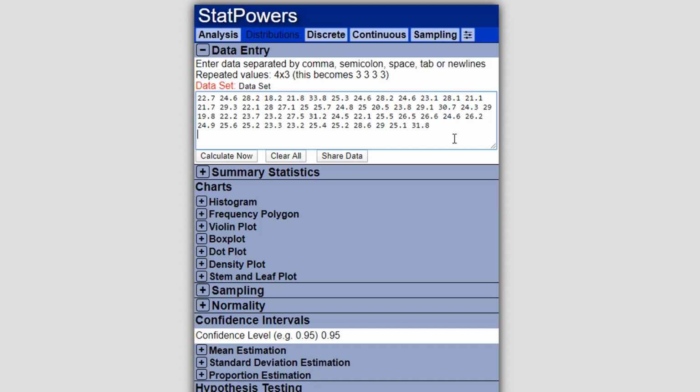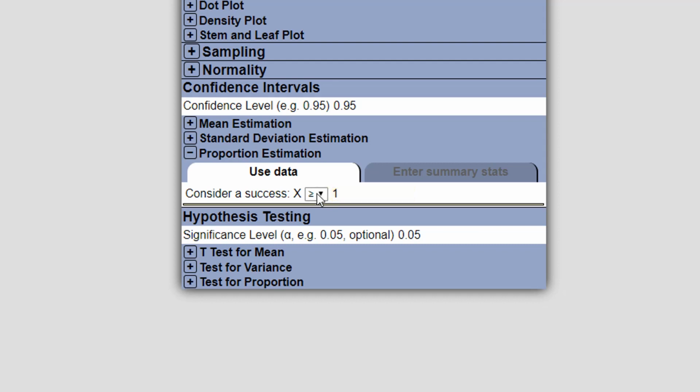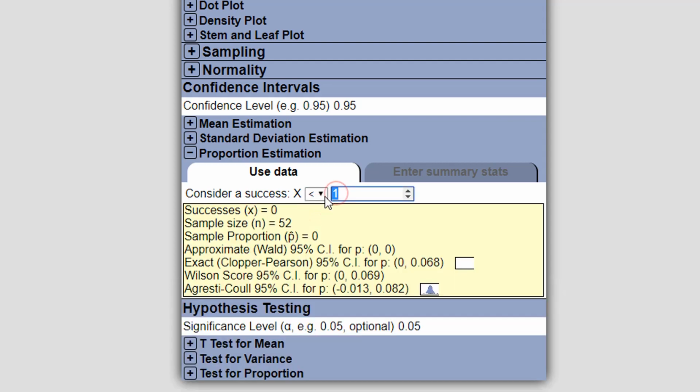Here I've got the data. I've actually got the weights of 55 sea turtles. So on StatPowers, if I wanted to create a confidence interval, you go down to confidence intervals and set the confidence level. Leave it at 0.95 for now, a 95% confidence interval. Now under proportion estimation, I expand that and say what I'm going to consider a success. Success is of course the technical statistical term. It's any turtle that has a weight less than 20 kilograms.